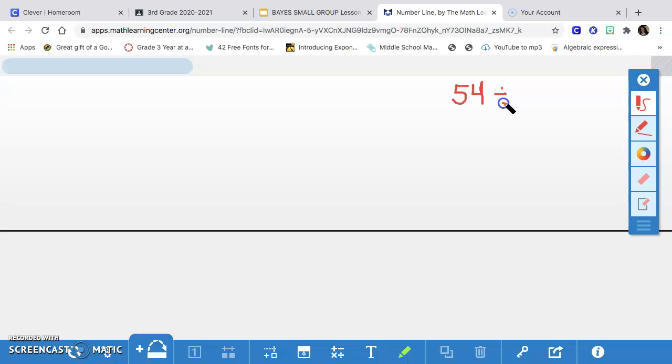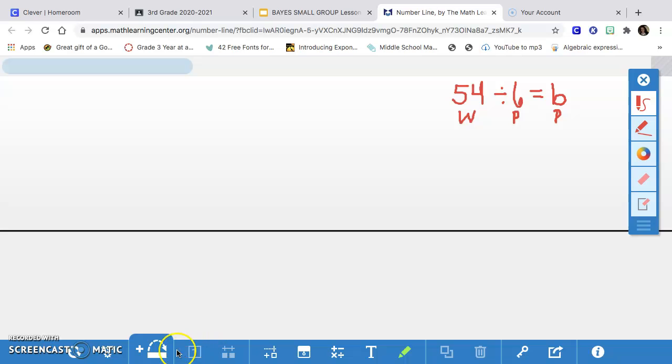And the buses only hold 6 students. We're looking for how many buses we will need. So I'm going to use a B again since it represents buses, but you can use any variable there. Remember, this is our whole. This is our part, and we're looking for this part. We don't know what it is. It's still a question mark.